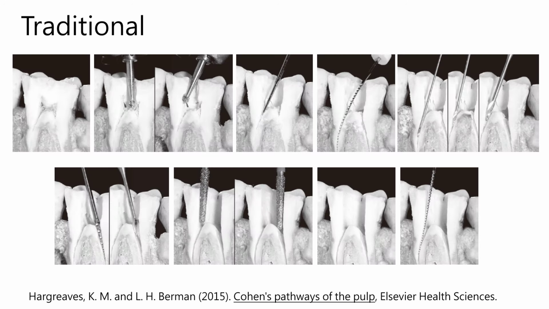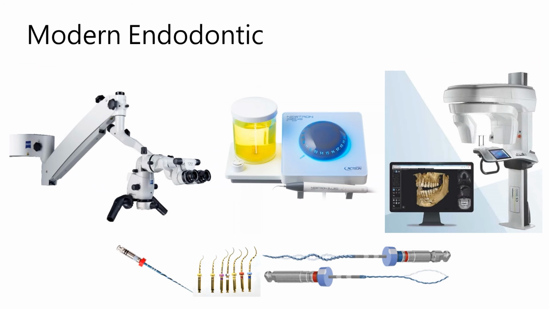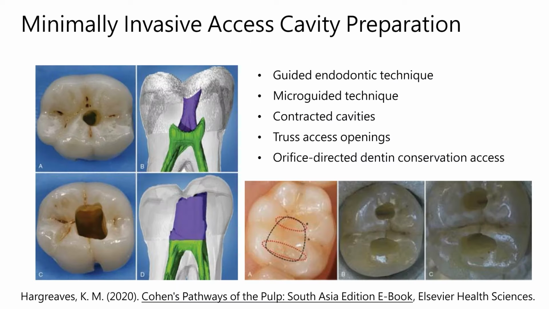Of course, we learn the traditional things, but I think maybe we are not doing this anymore. We still use high speed and maybe Gates Glidden drills, but we have shifted a lot into rotary canal shapers. Traditionally we used hand files, but in modern endodontics we use rotary. Of course, we have the microscope and ultrasonics for removing pericervical dentine and working more minimally invasively. And we have CBCT, of course.